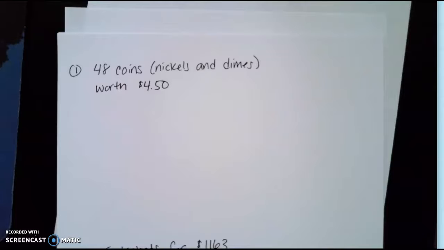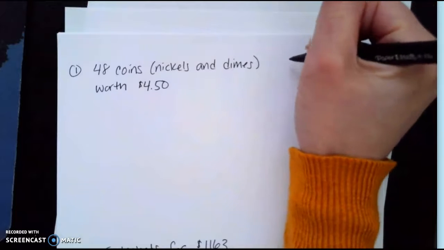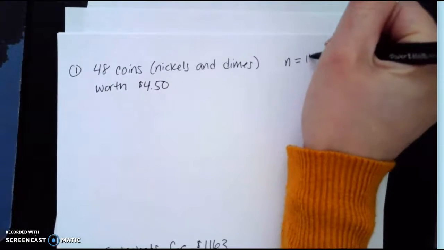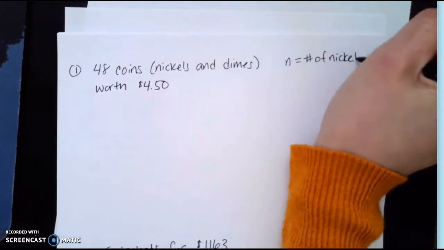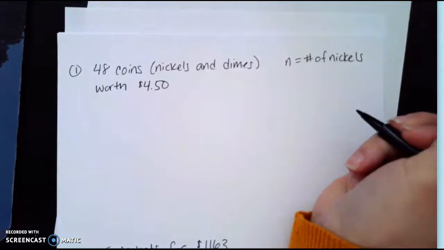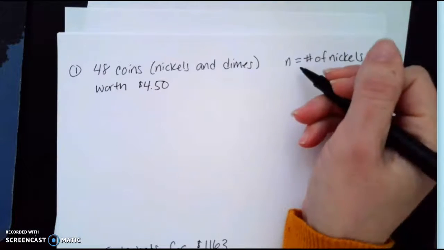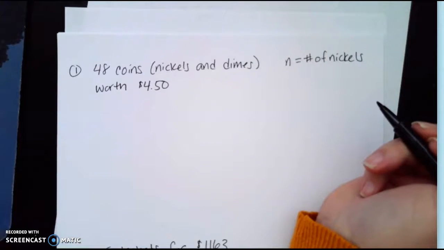So we're going to take one of the coins and let it be an unknown value. So let's let our unknown value be the number of nickels. So n will be the number of nickels. Then we need to represent the number of dimes with an expression, but that expression has to contain the same variable n. So we know that there are 48 coins in total.